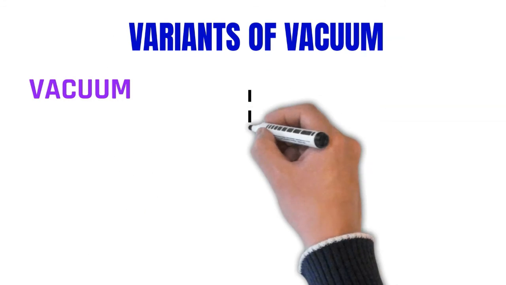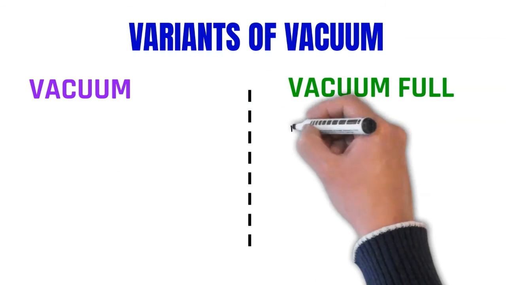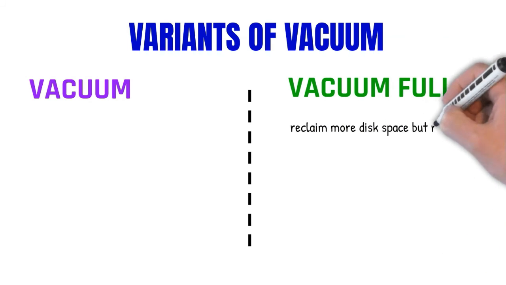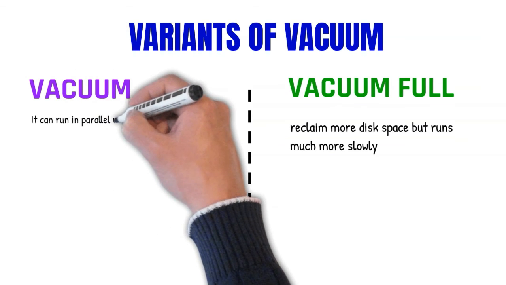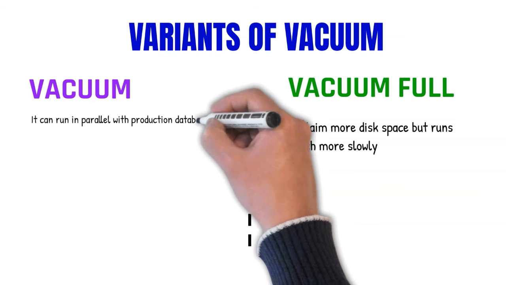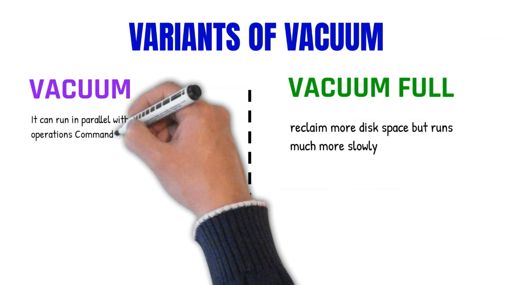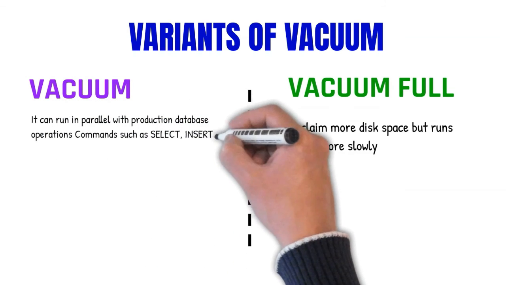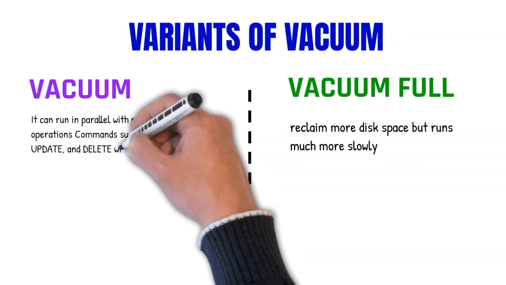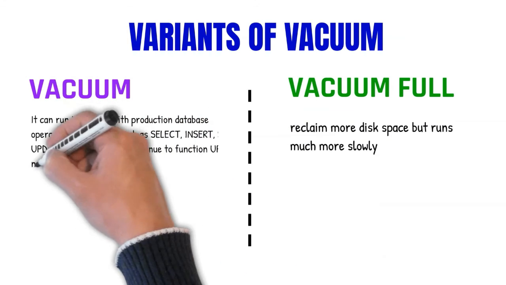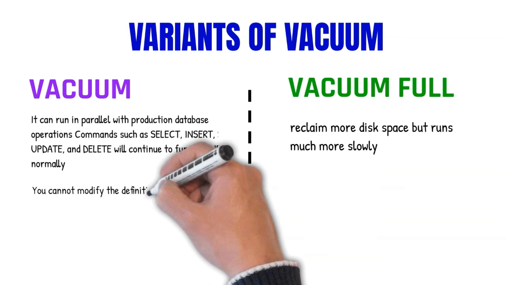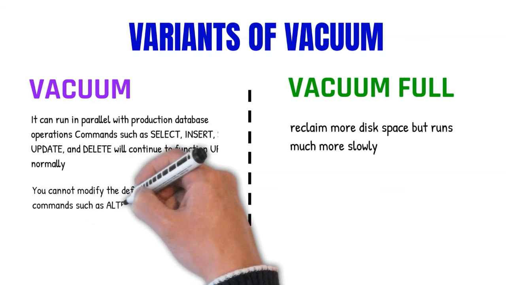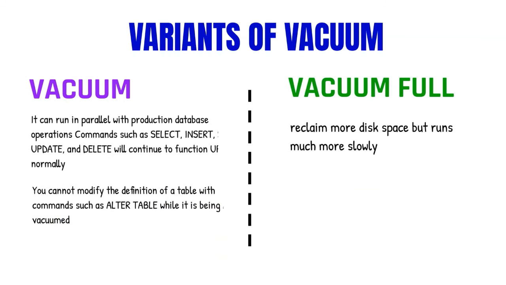So there are two variants of vacuum. You have the standard vacuum and you have the vacuum full. The vacuum full can reclaim more disk space but runs much slower. On the other hand, the standard form of vacuum, that means you just run the vacuum command only, can run in parallel with your production operation commands such as select, insert, update, and delete. These functions will continue to operate normally, though you will not be able to modify the definition of the table with commands such as the alter table command while it is being vacuumed.